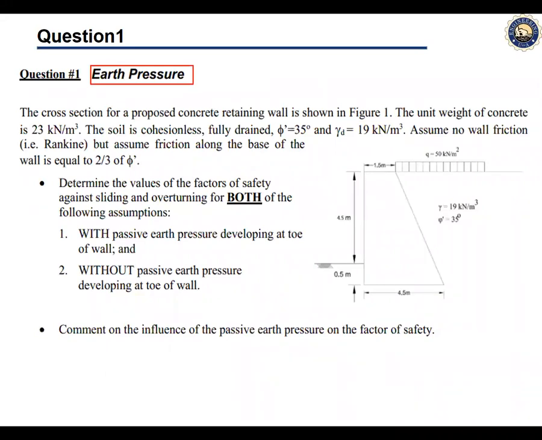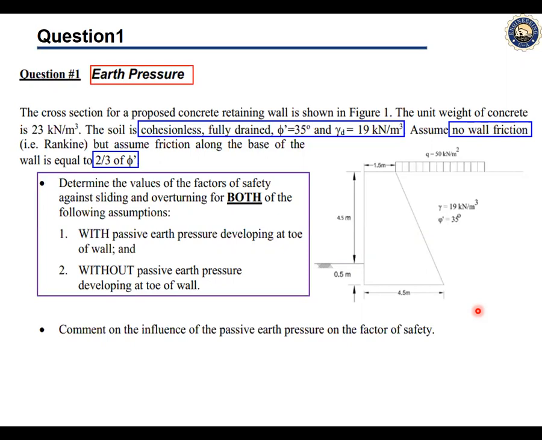As you can see, in your question you're given a cross-section of a proposed concrete retaining wall, where the unit weight of the concrete is 23 kN per meter cube. The soil is cohesionless, fully drained, with an effective friction angle of 35 degrees, and the dry density of the sand is 19 kN per meter cube. Assuming no wall friction, that is Rankine, but assume a friction along the base of the wall equal to 2/3 of phi prime.